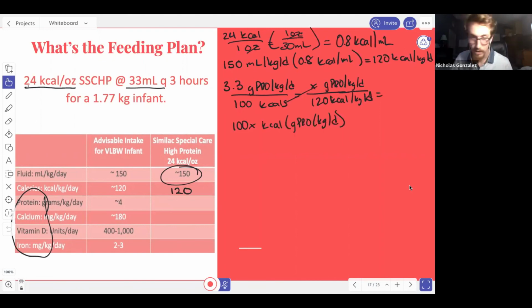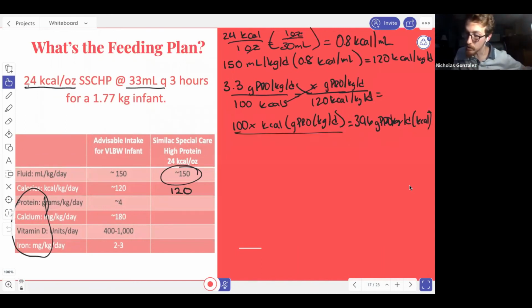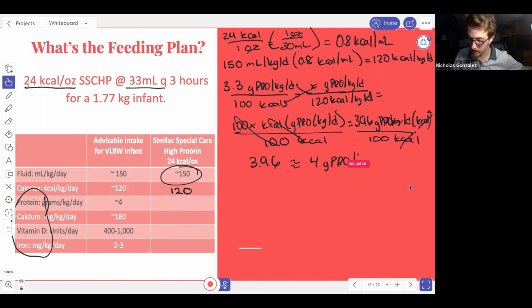And this side as well gives us 396 grams of protein. Okay, and again, we want to stick with the grams of protein per day. So we're going to get rid of the 100 kcals. And that's going to give us 3.96, or we'll just round it to 4 grams of protein per kilogram per day. So we are also right on the nose there.